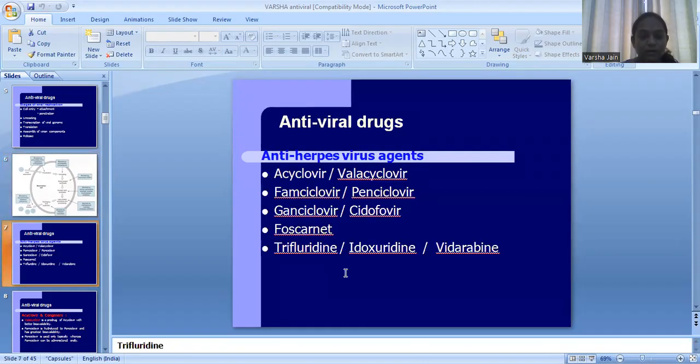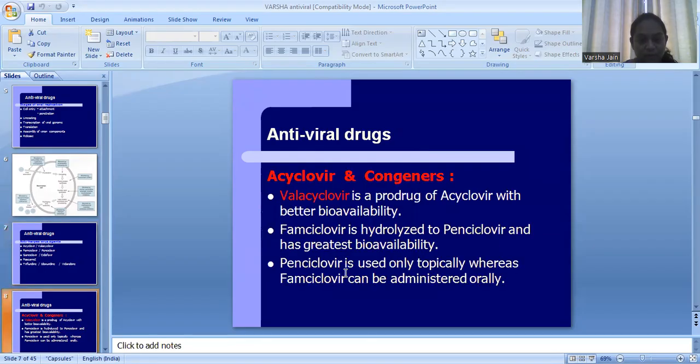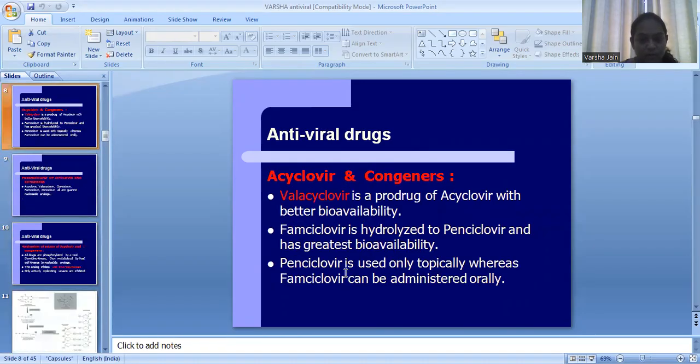Then the antiviral drugs that are anti-herpes virus agents. Examples for herpes virus agents are acyclovir, valacyclovir, famciclovir, penciclovir, ganciclovir, cidofovir, foscarnet, trifluridine, idoxuridine, and vidarabine. Then antiviral drugs acyclovir and congeners.